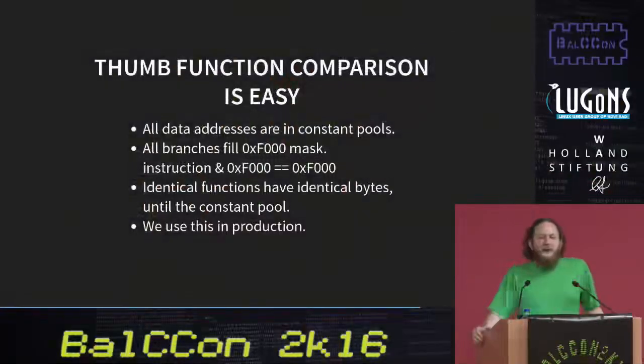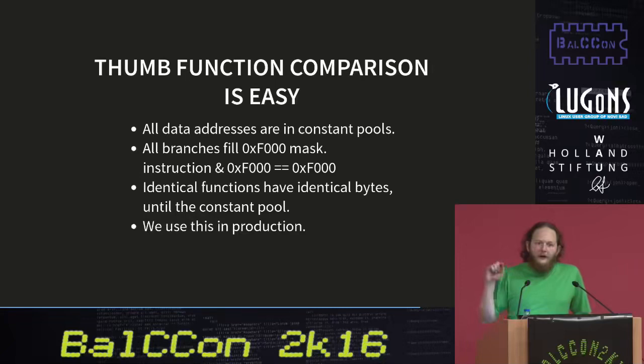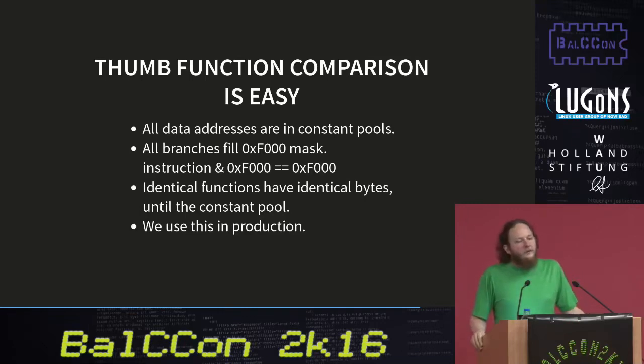Now, on Thumb, all of the branch and link instructions have an F as their first nibble. And the remaining 3 nibbles don't matter. Thumb instructions are 16 bits wide instead of 32 bits wide. So if you want to compare 2 Thumb functions for equality, all you have to do is compare all of the 16-bit words together, and you consider it a match if either they are perfectly equal or if the first nibble is an F in both of them. And if so, you continue along.